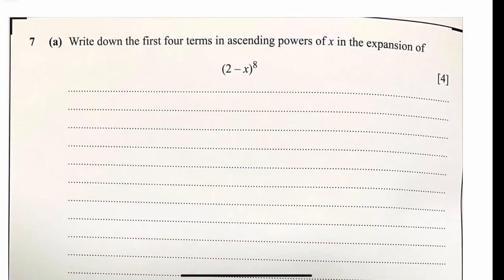Question 7 says, write down the first 4 terms in ascending powers of x in the expansion of (2 minus x) to the power of 8. So this is our binomial question. We have got (2 minus x) to the power of 8.